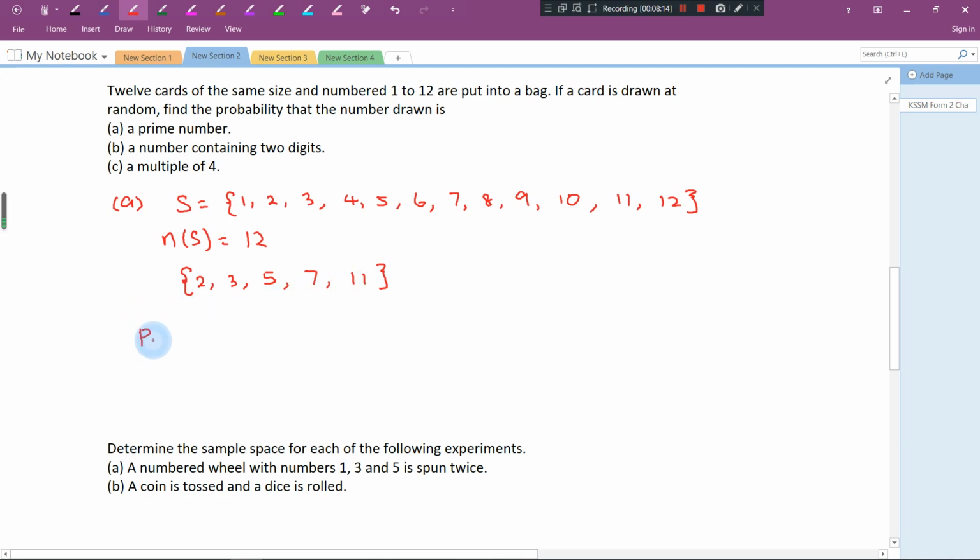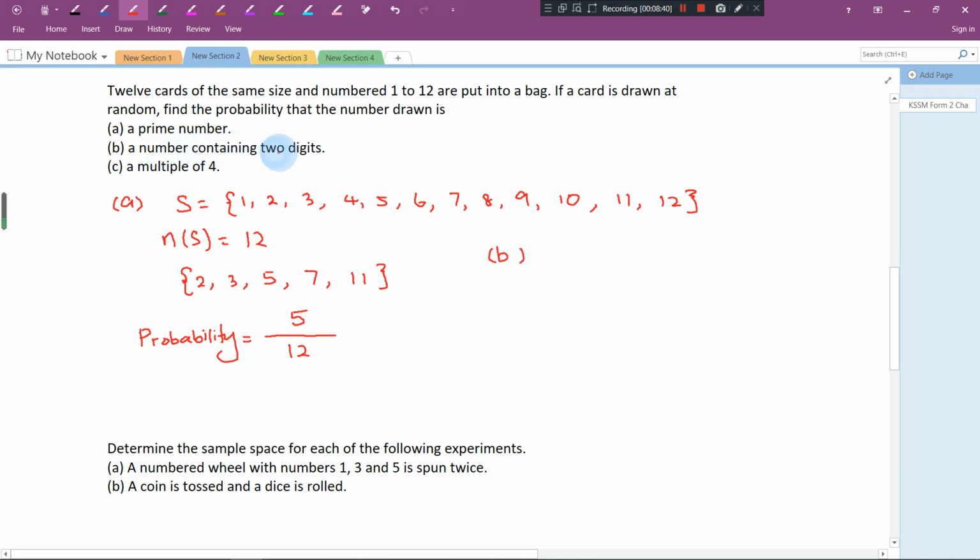So now, if you want to find the probability, n(S), all the possibilities, is 12. And the prime numbers, how many prime numbers do we have over here? 1, 2, 3, 4, 5. Okay, so the answer will be 5 over 12. Okay, now try part B.